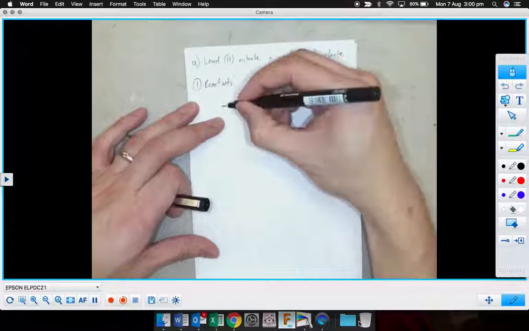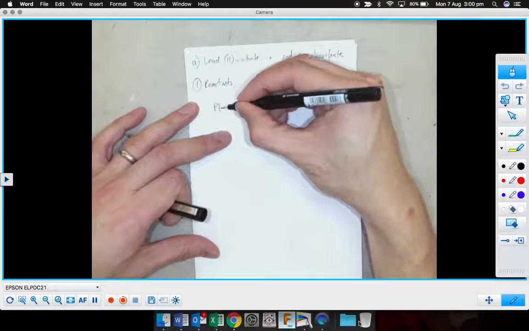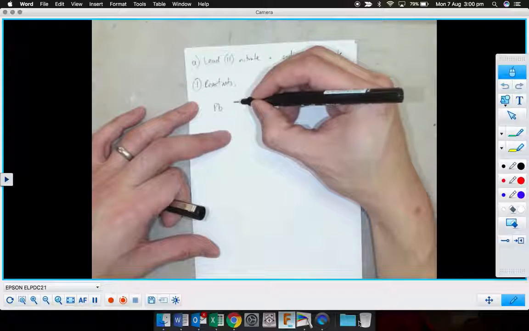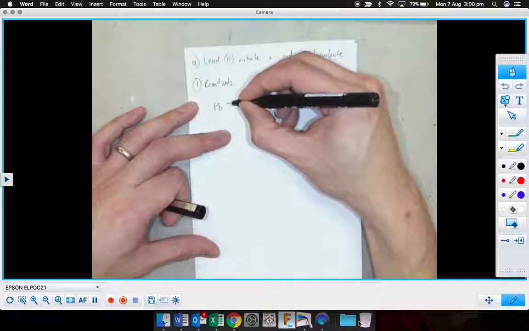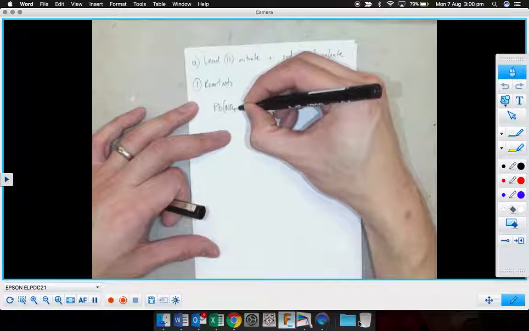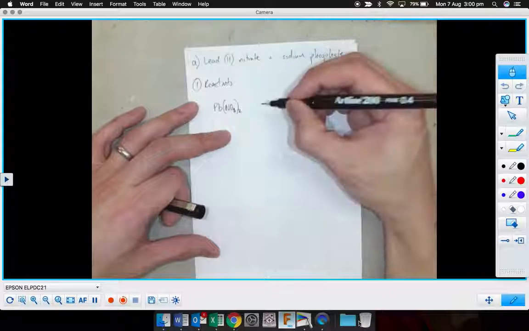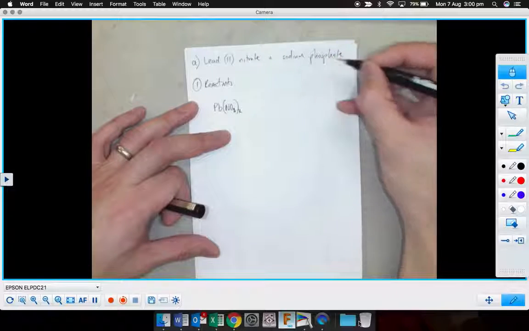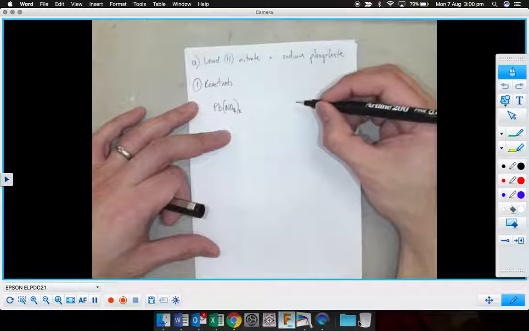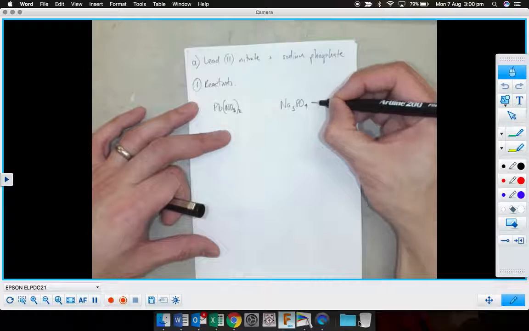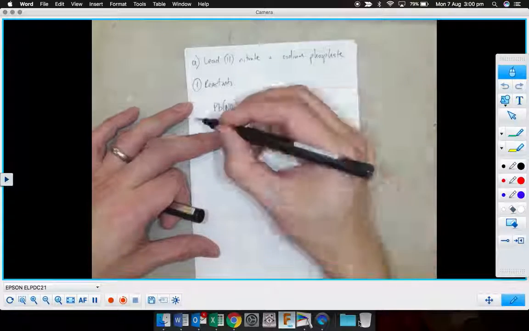The reactants are lead 2 nitrate, Pb is lead, nitrate is NO3, and it's 1 minus. Since the lead is 2 plus, it is Pb(NO3)2. And then the sodium phosphate: sodium is 1 plus, phosphate is PO4, 3 minus, so sodium phosphate is Na3PO4. That's the reactants.